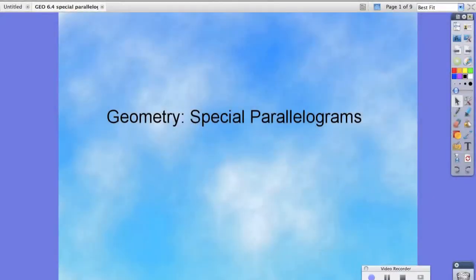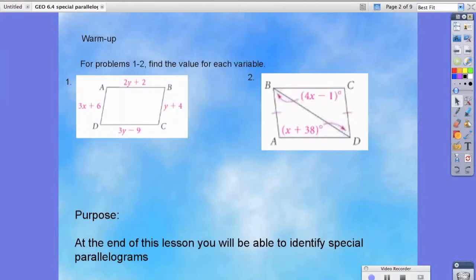Hello students, today in your algebra class you're going to be working on special parallelograms. So just to start, let's try a couple of quick warm-up problems. This would be a good time for you to pause your screen and try working out these problems right now. Hopefully you've paused your screen and you've worked on solving these.